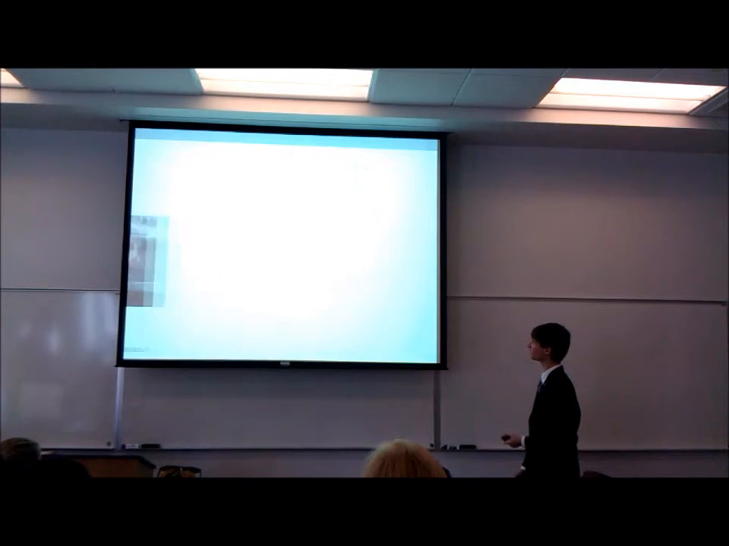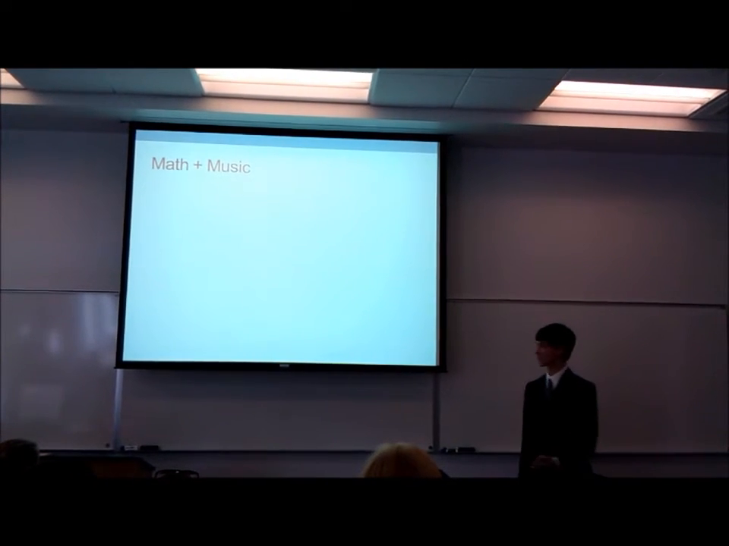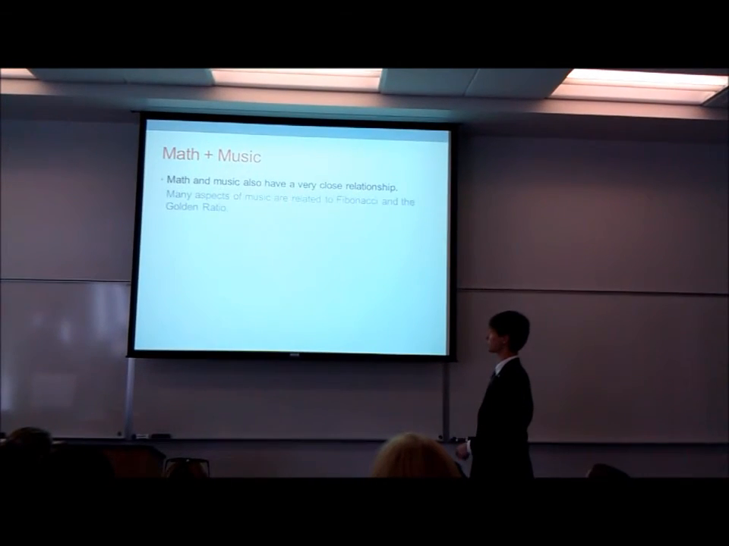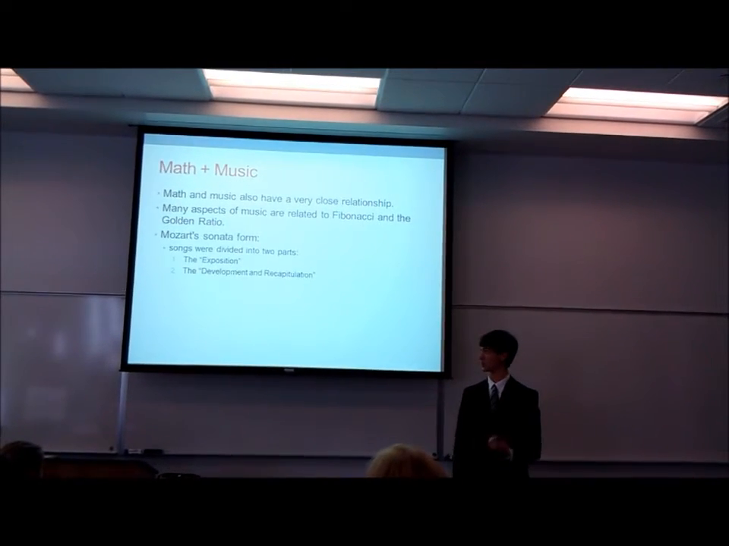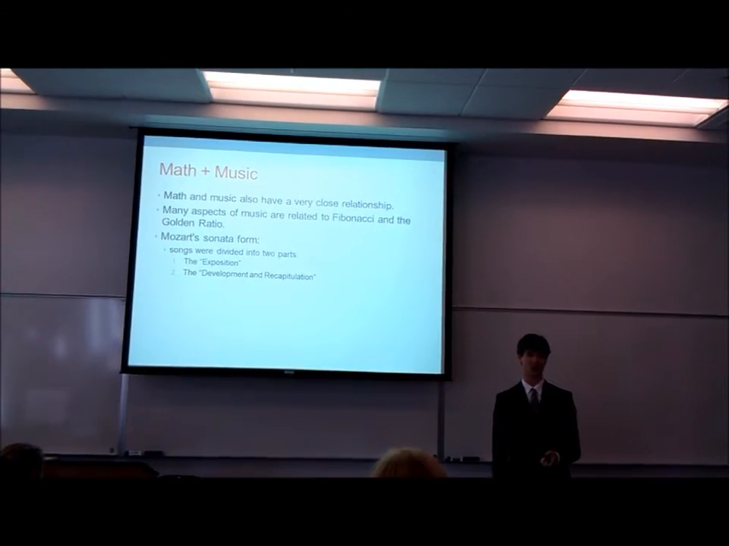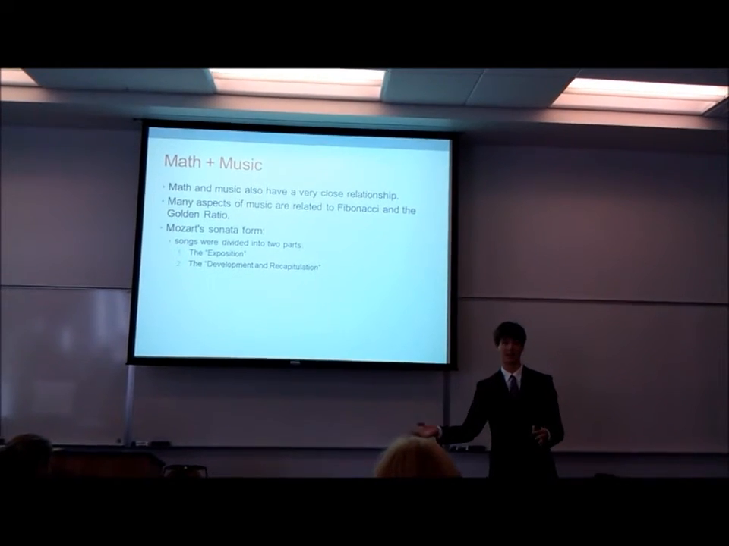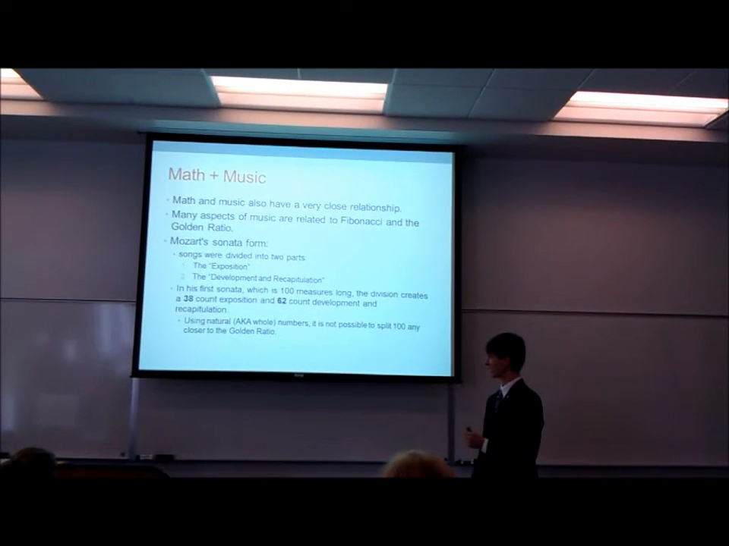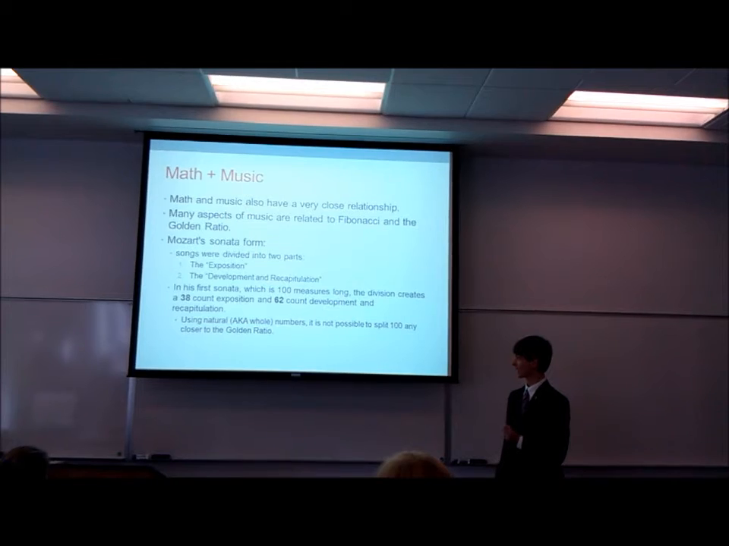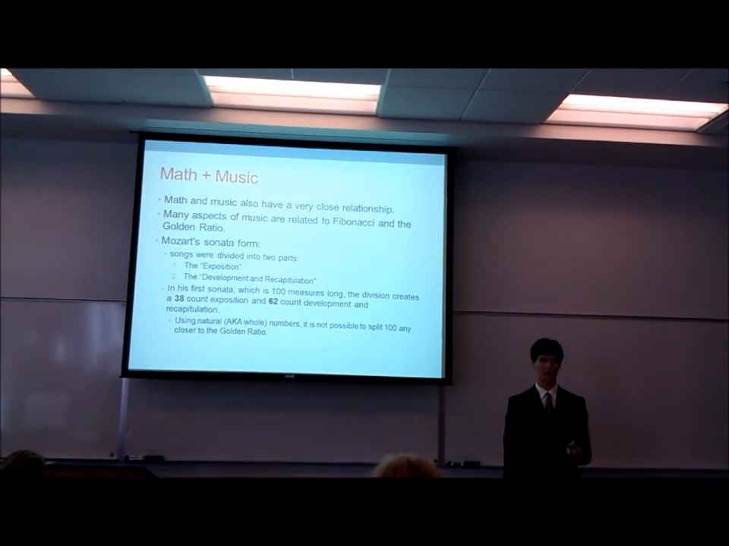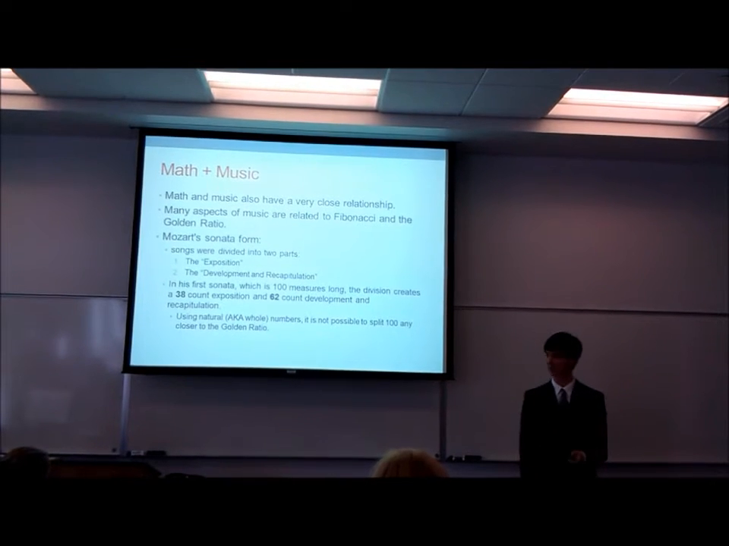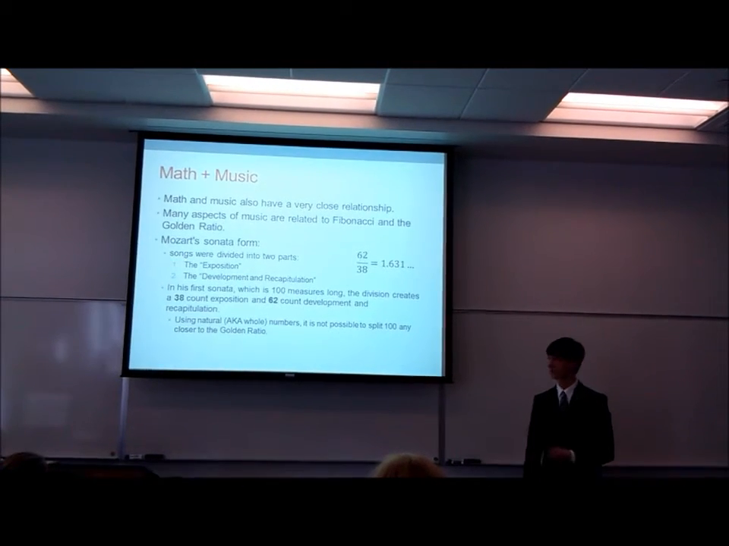Math and music also have an interesting relationship. Many aspects of music are related to the golden ratio, like in Mozart's sonata form. You have the exposition, and then the development and recapitulation. In his first sonata, it's 38 counts and 62 counts in the second half. And using natural or whole numbers, you can't divide it any closer to the golden ratio. When you do, you get 1.631.